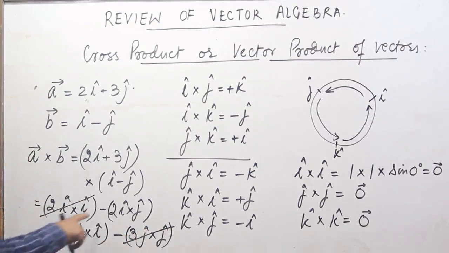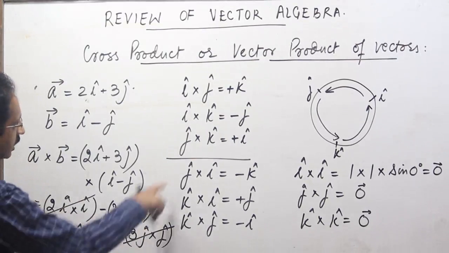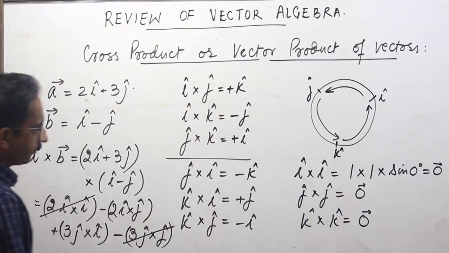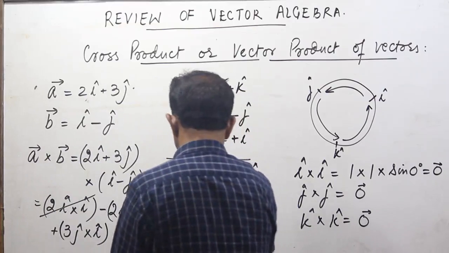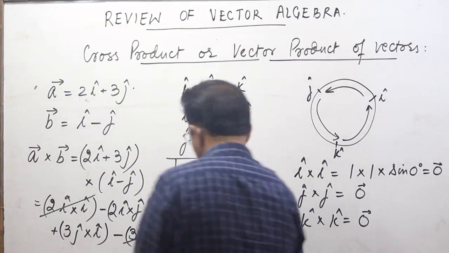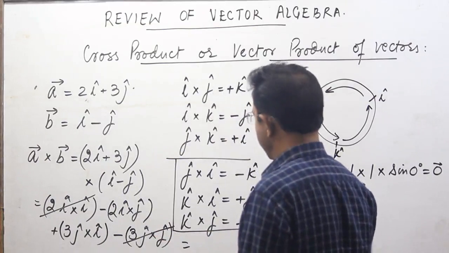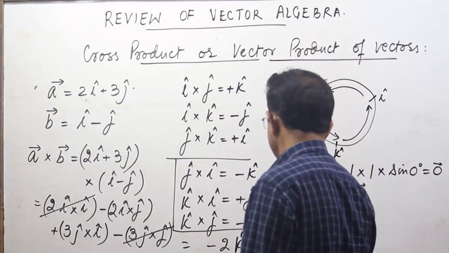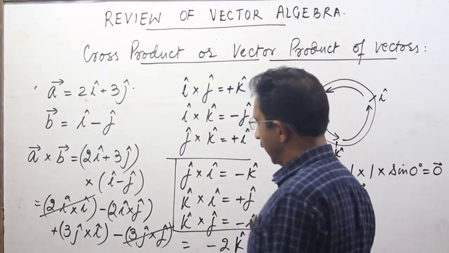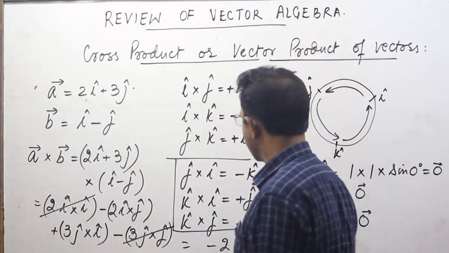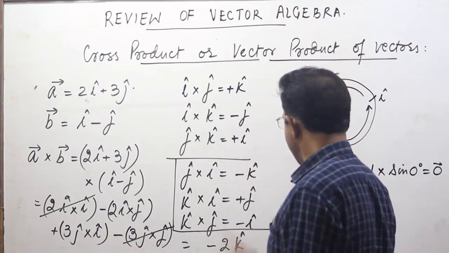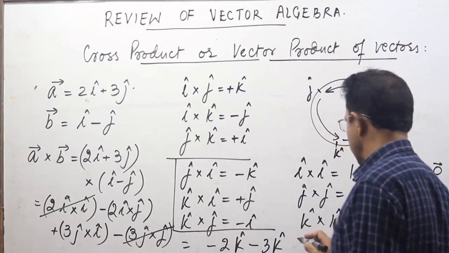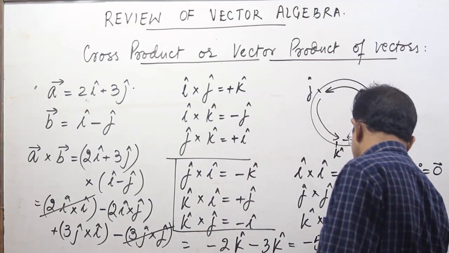You are left with minus 2 I cross J. I cross J is K cap. So the result would be equal to minus 2 I cross J, which is K cap, so minus 2 K cap. Then I have plus 3 J cross I. J cross I is minus K cap, so it will be minus 3 K cap. Finally, your answer is minus 5 K cap.